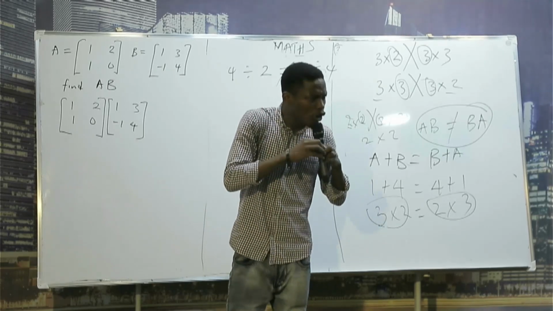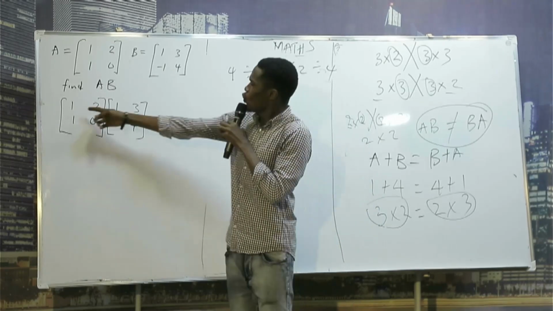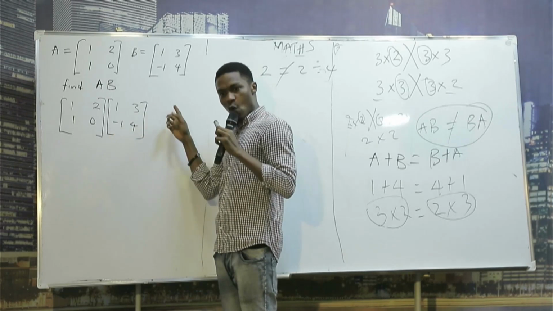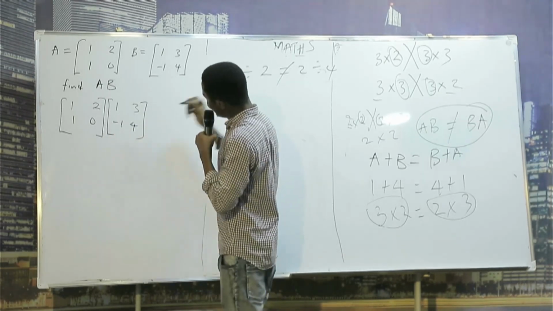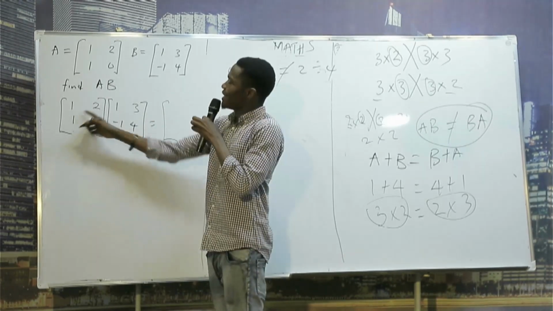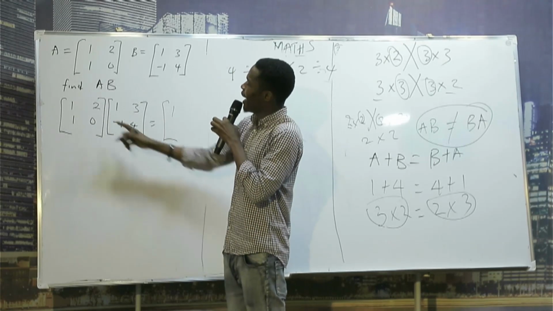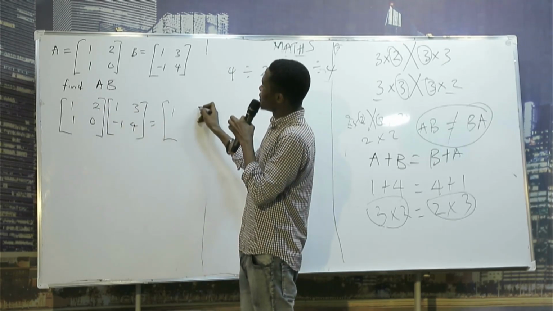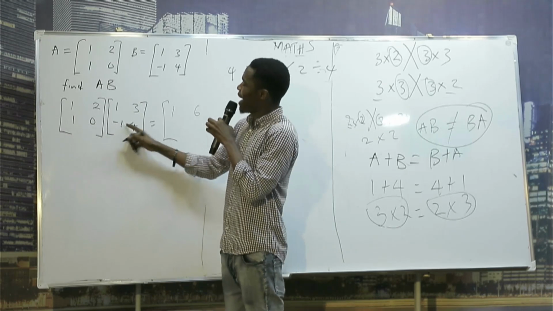So looking at this now, let's see how we multiply. We multiply correspondingly. 1 times 1 is what? 1 times 1 is 1. 2 times 3 is what? 1 times minus 1.